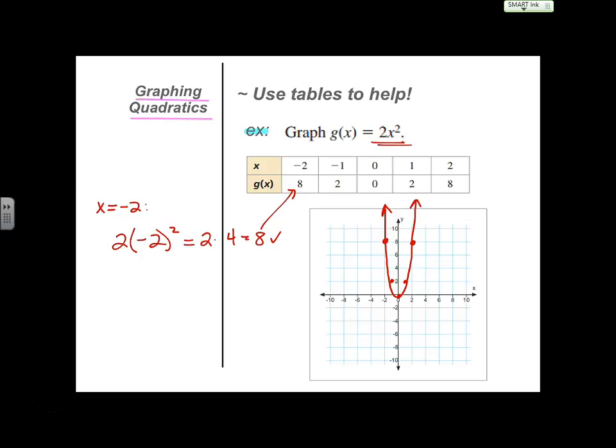All right, Johnny, let me see your graph. Same as mine? Okay, then fix it.